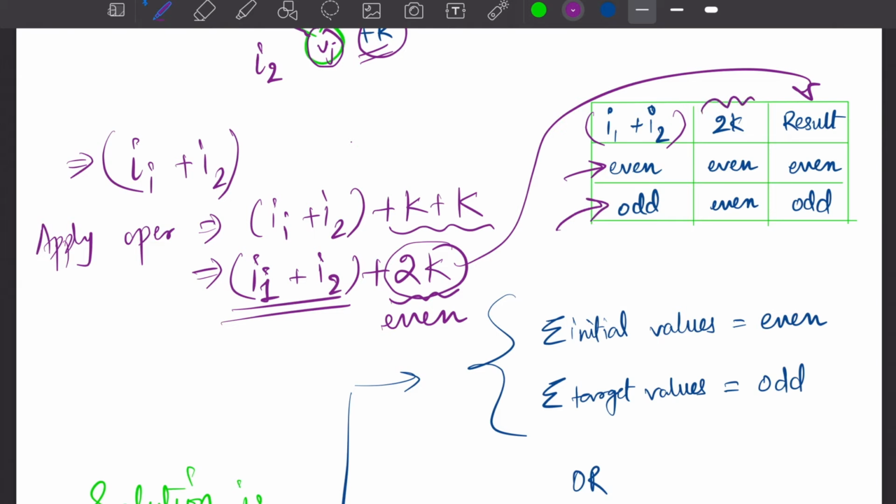be even. So what is the sum of the entire thing? I1 plus I2 plus 2k. So even plus even we know will always be even. Similarly, odd plus even will be odd only. So what do we see here?